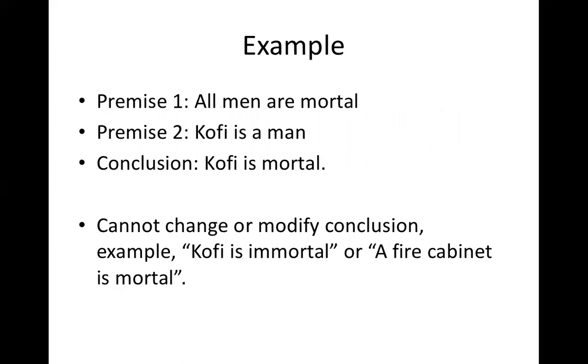Example: all men are mortal. Kofi is a man. Kofi is mortal. Now, when you look at this argument, if you say all men are mortal, and you say Kofi is a man, you can only conclude that Kofi is mortal. You can't reach another conclusion. You can't change and modify the conclusion. For instance, you can't say Kofi is immortal. You can't say a fire cabinet is mortal. Yeah, so that is the nature of deductive reasoning.